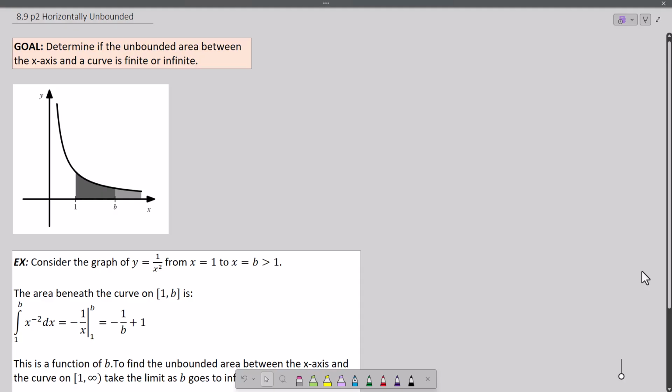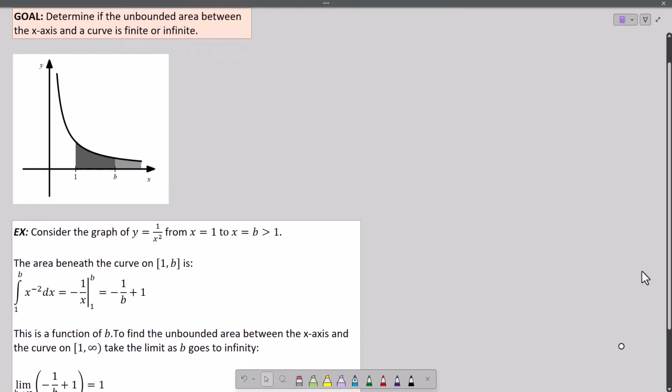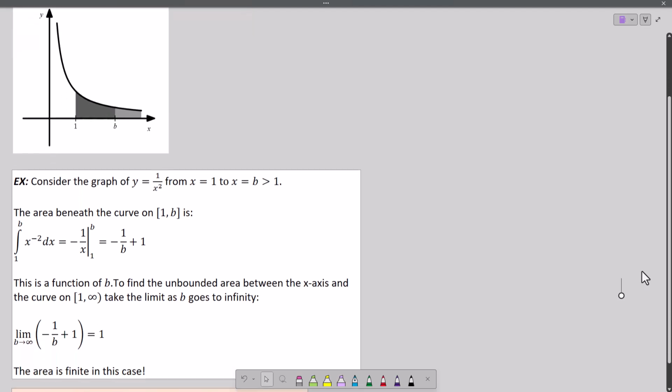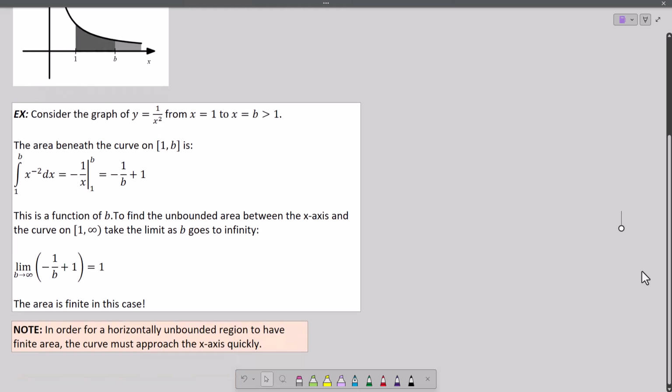So let's get a little more specific. Let's take a look at this example here. Determine if the unbounded area between the x-axis and the curve is finite or infinite. So the light gray is representing that unbounded area that goes on forever. The dark gray is representing the finite area that we can find as a function of b. So let me show you how that looks.